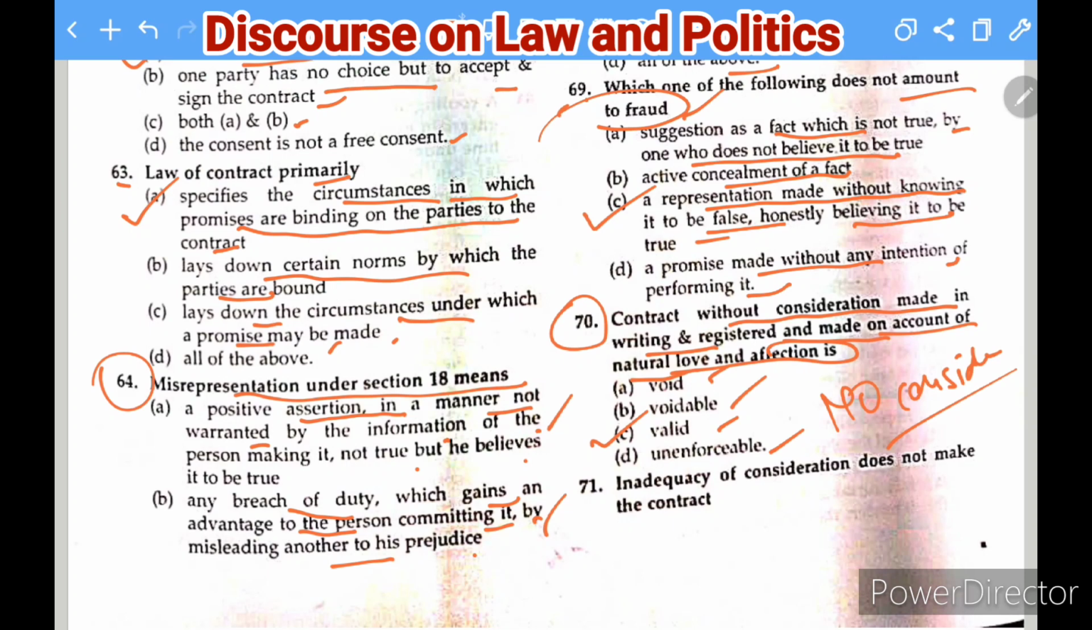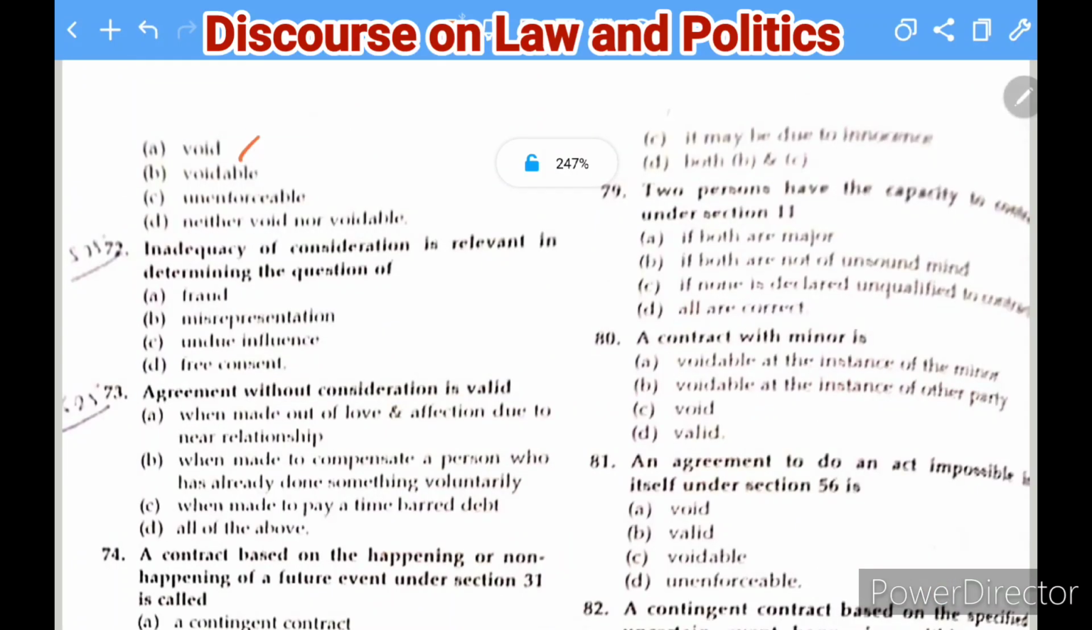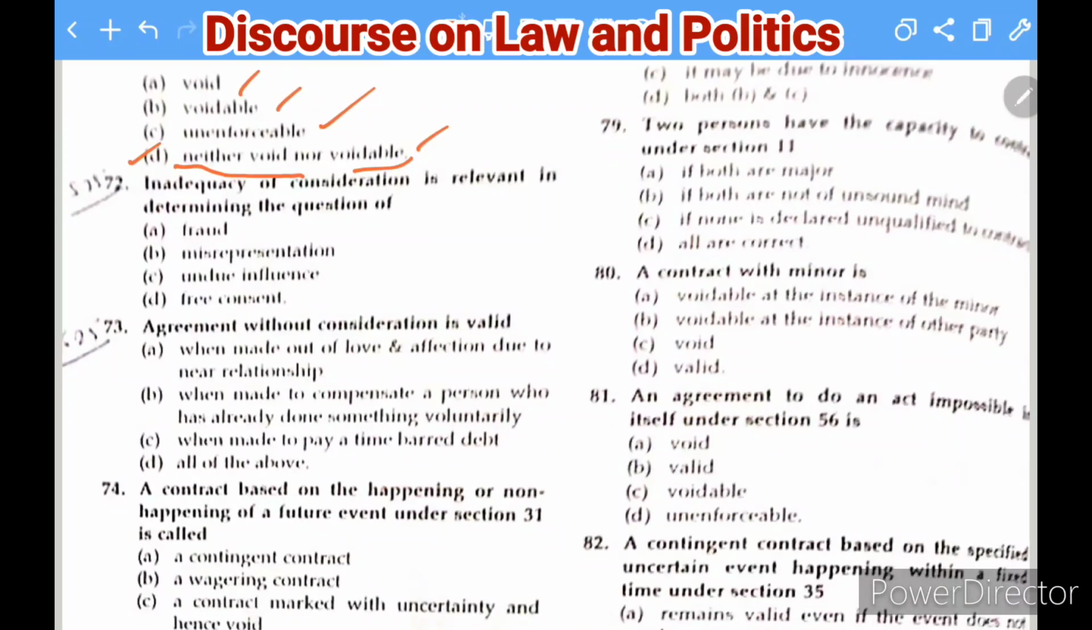Okay, moving to the next question, question number 71. Inadequacy of consideration does not make the contract. Let's see the options here: void, voidable, unenforceable, neither void nor voidable. Just give your answer here. Looking for your answer. It would be neither void nor voidable. So in that case, you can find it here. Moving to the next question.